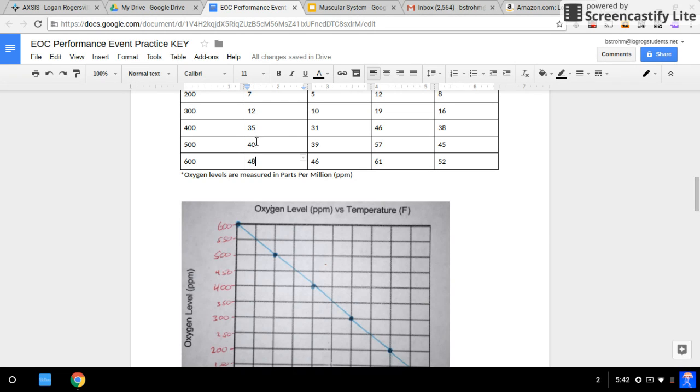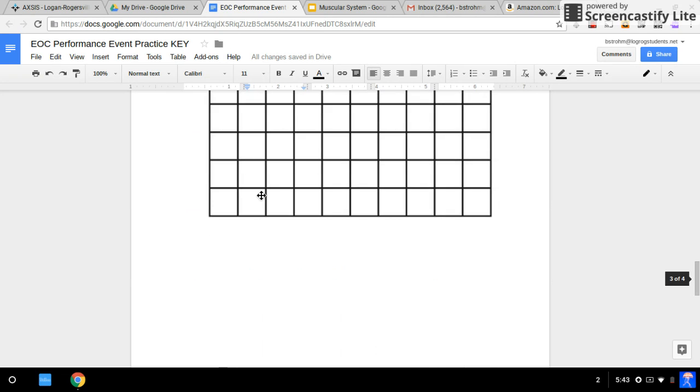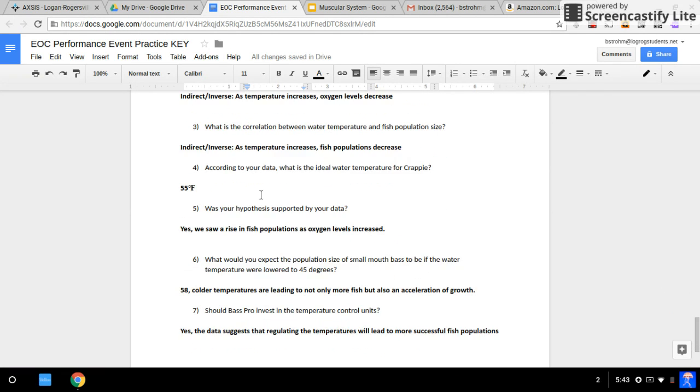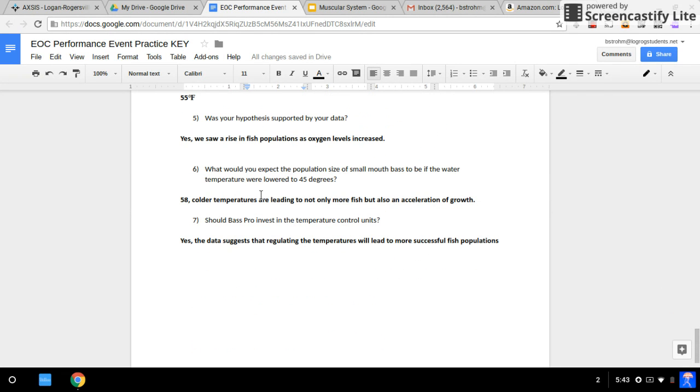The other thing I noticed in this data is that the higher the oxygen level is, the faster the rate of increase up here at the top. So I went ahead and said it would be 58 due to the colder temperatures. And again, this is going to vary also depending on how you analyze that data, but it should be higher than whatever the highest that had been reported thus far was.